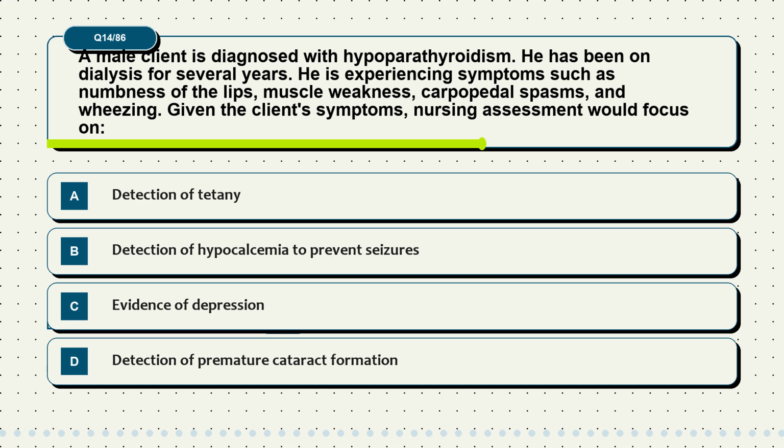Option A. Detection of tetany. Option B. Detection of hypocalcemia to prevent seizures. Option C. Evidence of depression. Option D. Detection of premature cataract formation.